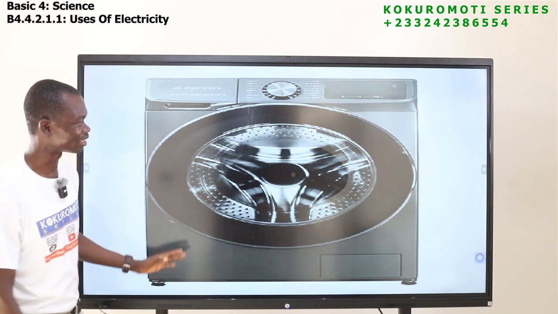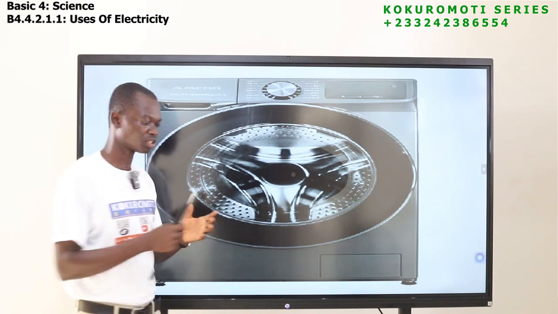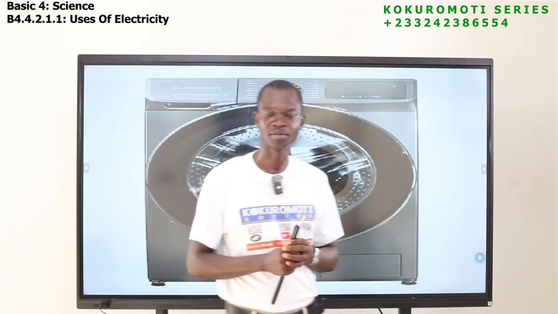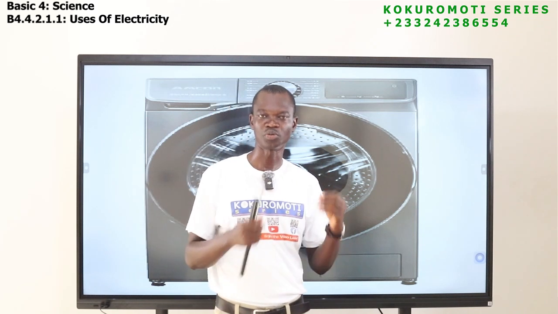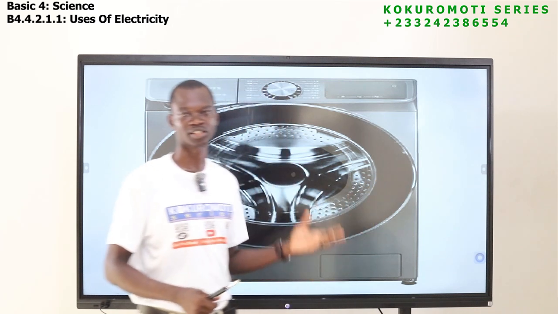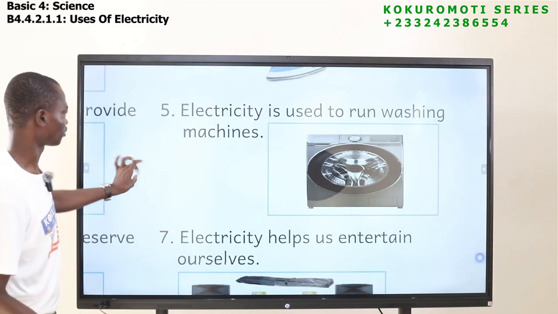Okay, so this is what? A washing machine. It is used to wash dresses and other things. But listen, it cannot work if there is no electricity. So we use electricity to run this machine. Okay. The next one.